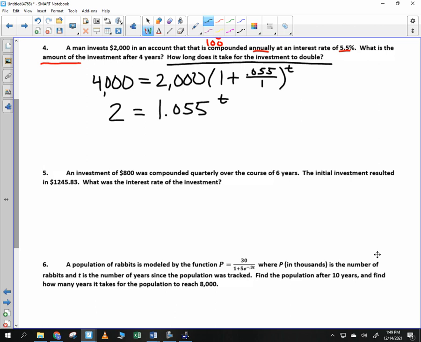Shoot, that looks confusing. Should we divide by 1.055? Should we subtract 1.055? Should we take the 1.055th root of both sides? What do you do? Very good. Log base 1.055 of 2 is equal to log base 1.055 of 1.055 raised to the t power. How do we even do that? Can you even do that? Is that a thing?